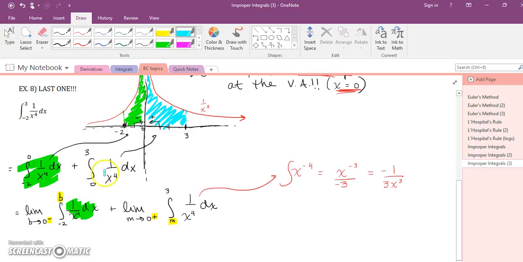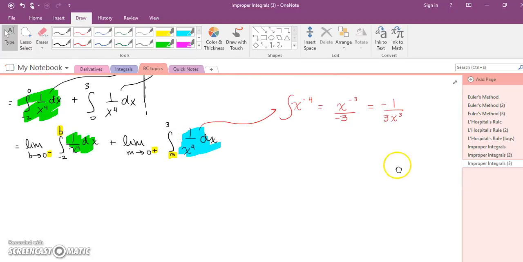Then, as I go from 0 to 3, 3 is good to go. It's the issue coming to 0 from the right. That's on this side here. So that little plus and minus there make all the difference in the world. Now I have 2 different improper integrals. I'm going to do the same thing as I've always done.